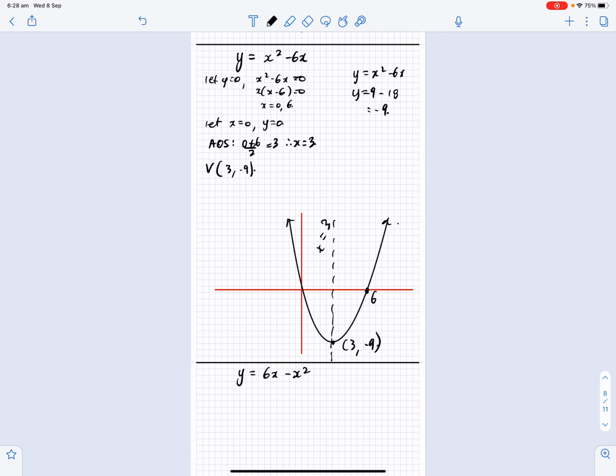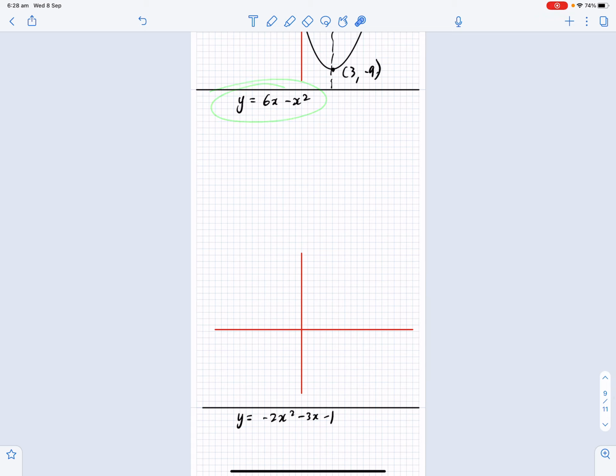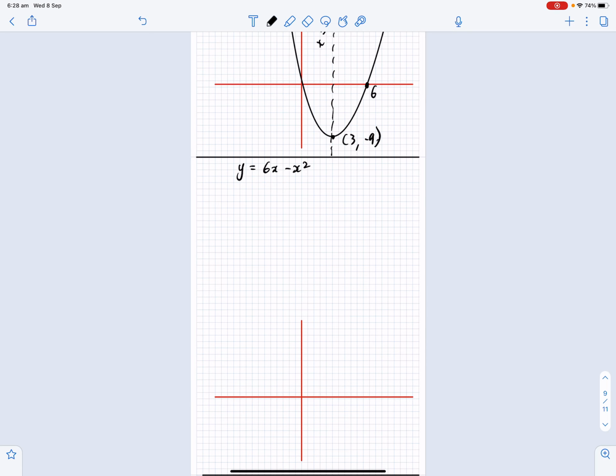Alright, what happens now? I've got another question. See how this is x squared minus 6x. The next one I've written as 6x minus x squared. So very similar question, but you can see that this is concave down. It's a negative parabola. Well, don't panic. Let's go ahead and let y is equal to 0. And you get 6x minus x squared is equal to 0. Okay, solve this equation. And you get x is 0 and 6. Let x is equal to 0, and you also get y is equal to 0. So because when x is 0, y is 0, we know it passes through the origin.